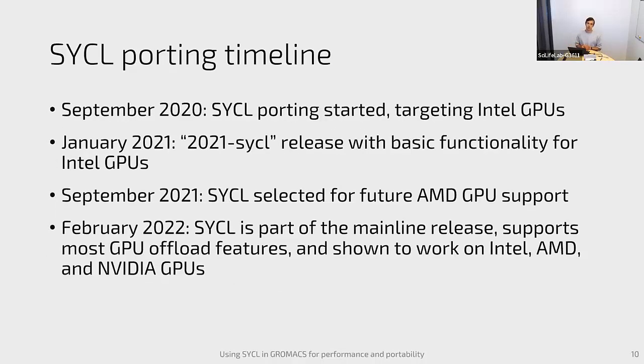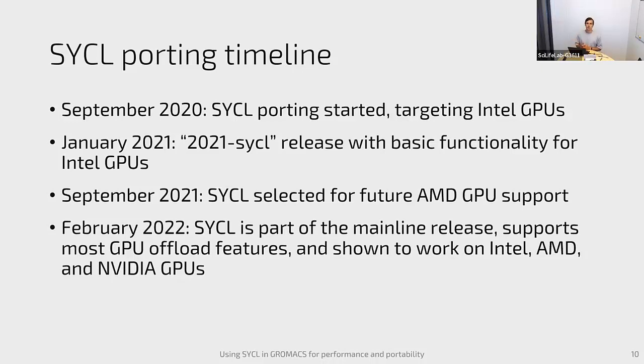So the whole project of SYCL porting started in September 2020, near 2 years ago. And initially it was focused on Intel GPUs and was run in the scope of Intel oneAPI Center of Excellence here at KTH. By January 2021, we released the first SYCL-enabled version. It wasn't part of the main GROMACS release, it was a special version with support for offloading the most compute-intensive kernels for Intel GPUs, but it still worked and was pretty performant for the hardware it was targeting.